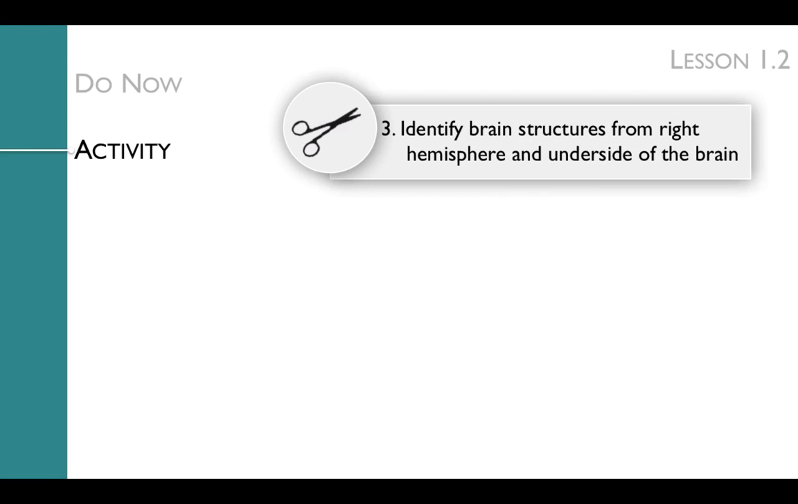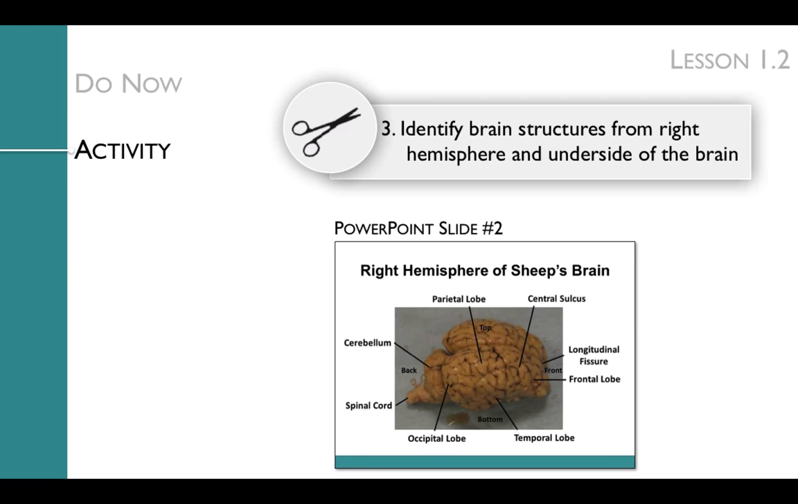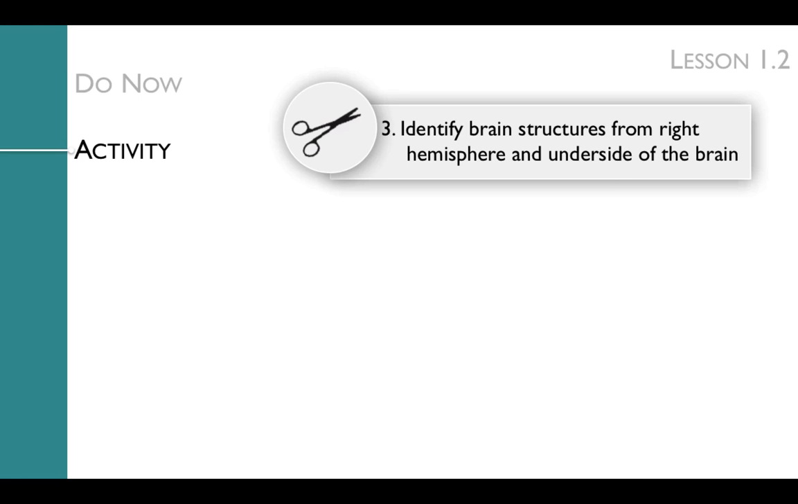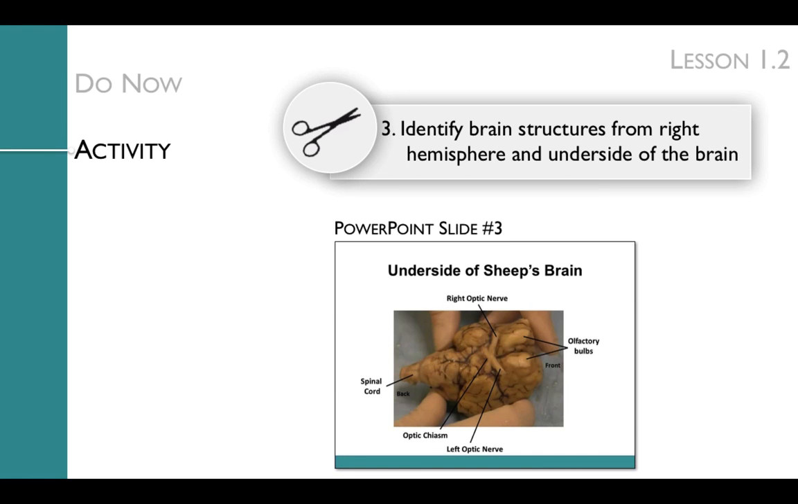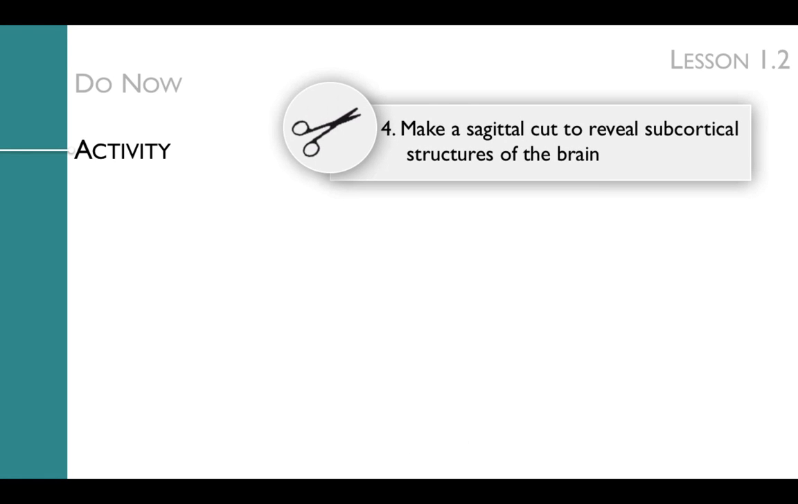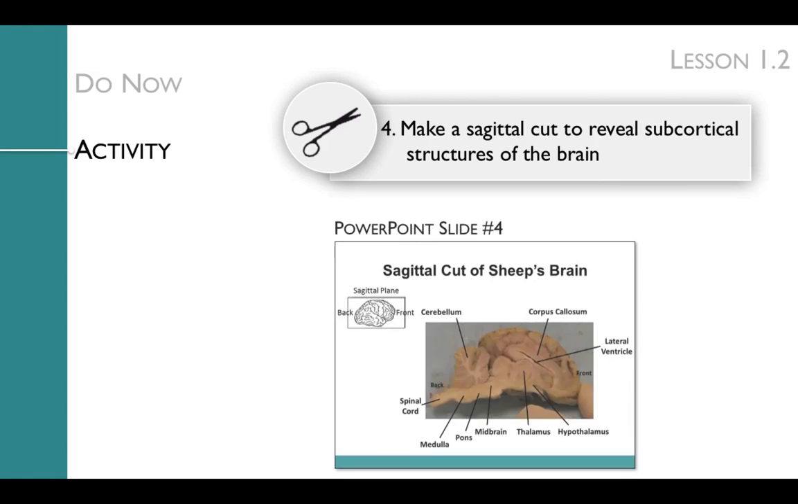Step 3, students will identify brain structures from the right hemisphere and underside of the brain. PowerPoint slide 2 illustrates the main structures to be identified in the right hemisphere, and PowerPoint slide 3 illustrates the main structures to be identified from the underside of the brain. Step 4, make a sagittal cut, which is lengthwise from front to back, to reveal the subcortical structures of the brain. PowerPoint slide 4 illustrates the main structures to be identified after making a sagittal cut.